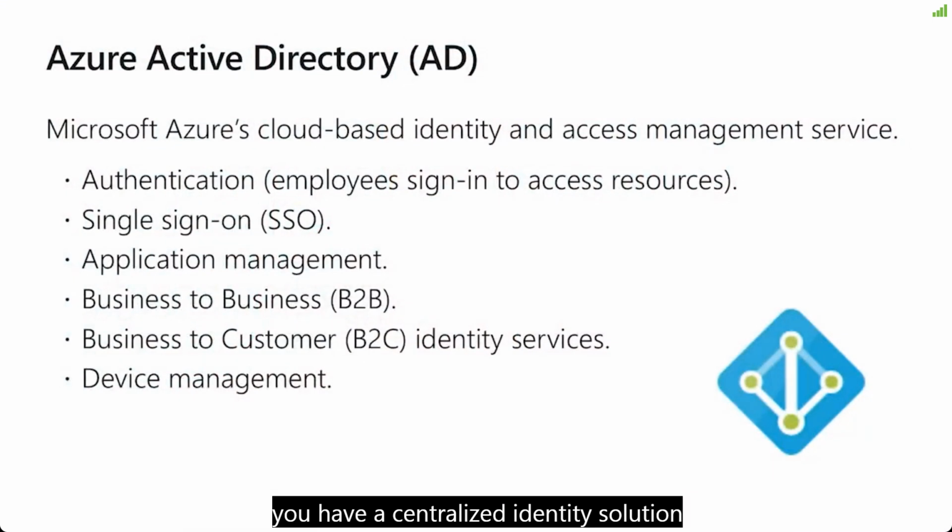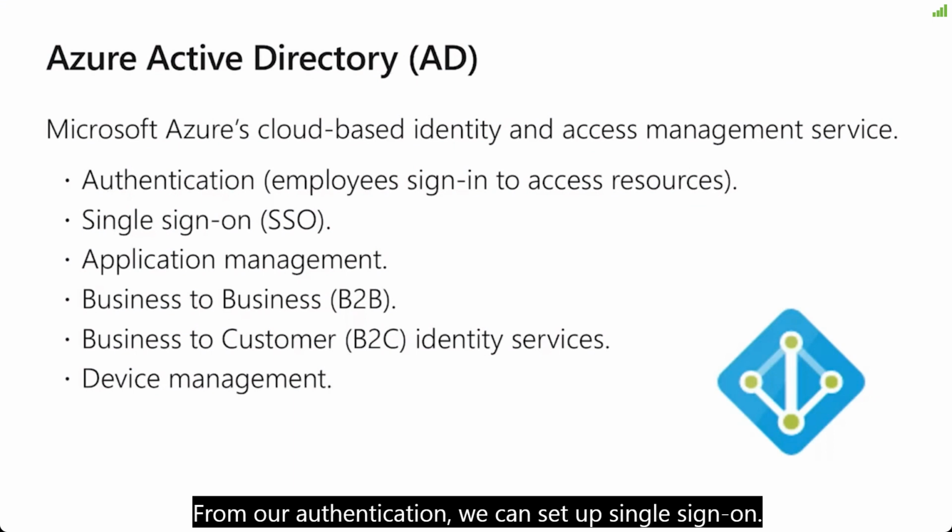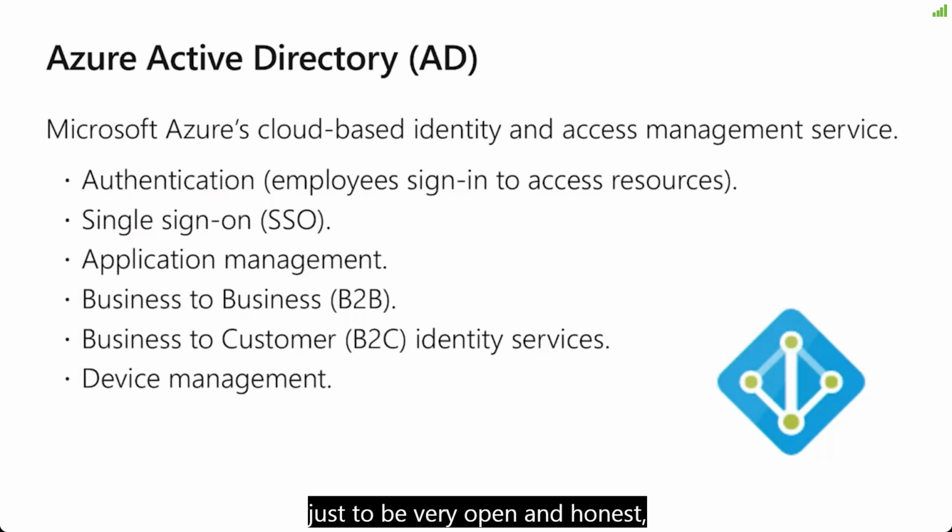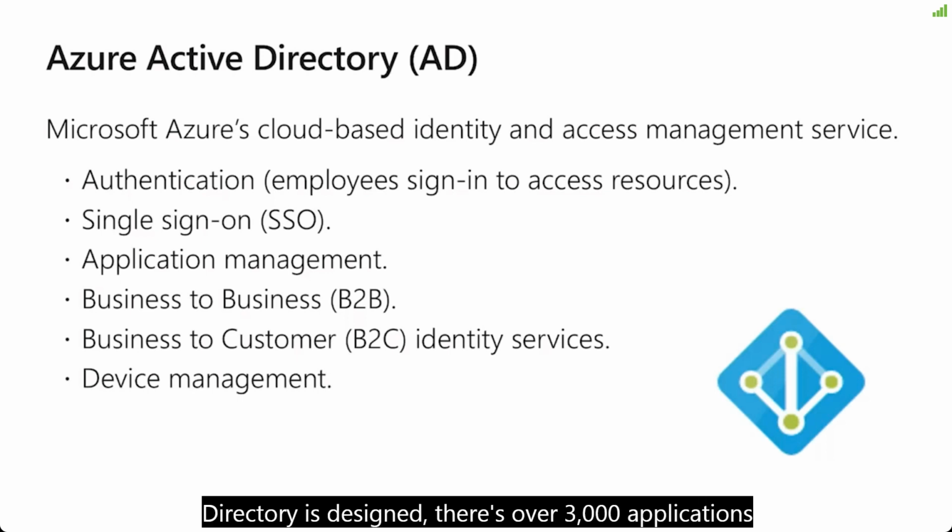And the great thing about Azure Active Directory, you have a centralized identity solution that really helps govern access to everything we do, from our authentication. We can set up single sign-on. We have application and device management. And when you think about this, folks, just to be very open and honest, it's not necessarily what you might think from a group policy or an Intune or AirWatch or MobileIron perspective. But when we think about application and device management in Azure Active Directory, application management, for example, is what applications our users are allowed to do single sign-on. And because of the way that Azure Active Directory is designed, there's over 3,000 applications that know how to use Azure Active Directory for authentication into those applications.